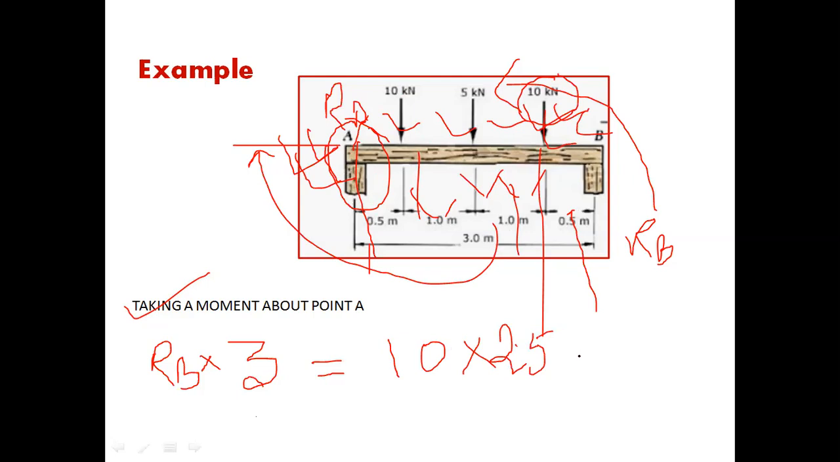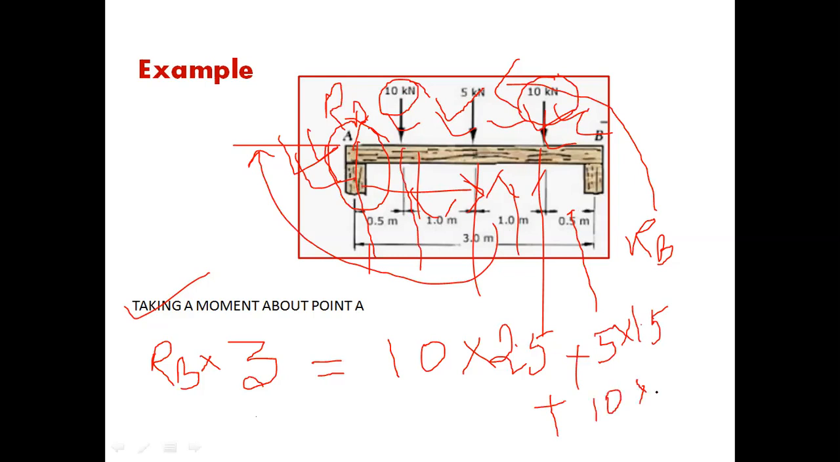Again plus, we can also see that the 5 kilonewton load is acting in the downward direction at a distance from A equal to how much? 1.5. That means 5 into 1.5. Again plus, this 10 kilonewton load is in the downward direction. How much distance from point A?